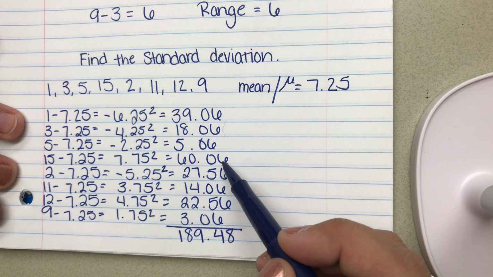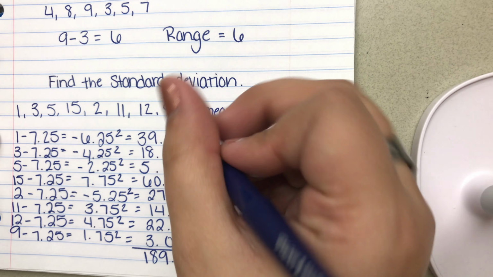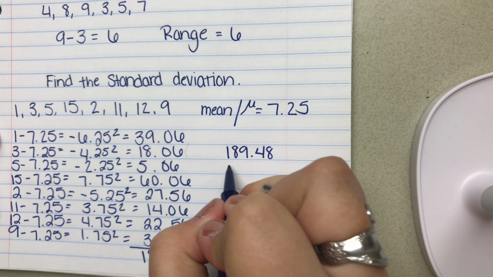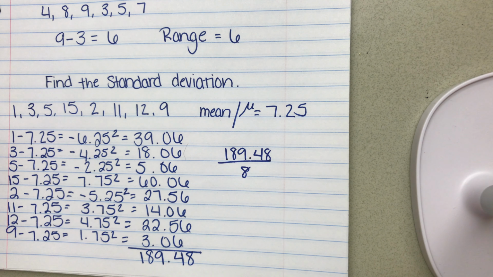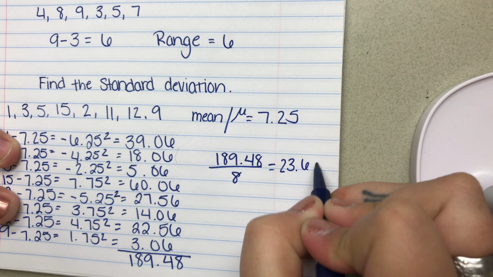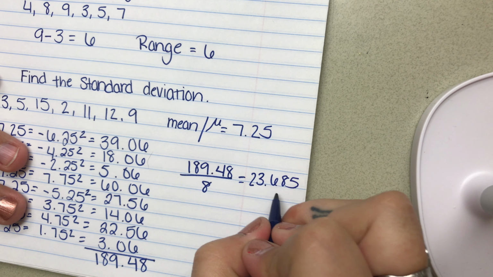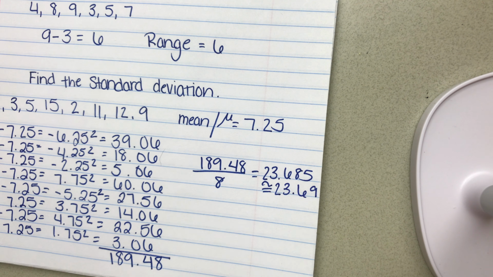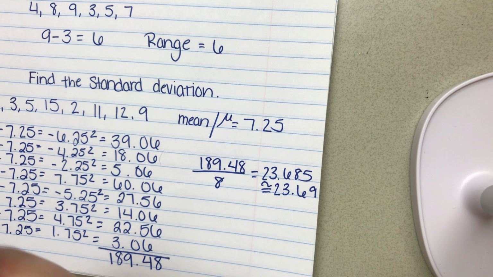So we have 1, 2, 3, 4, 5, 6, 7, 8 numbers. I was pretty sure it was 8, but I wasn't sure. So we've got 189.48 divided by 8, because that's how many were in our data set. We're just finding that average again. Here you get 23.685, but I like 23.69, just a little bit better. Like I said, hundredths place. After that, we are going to find the square root of 23.69.